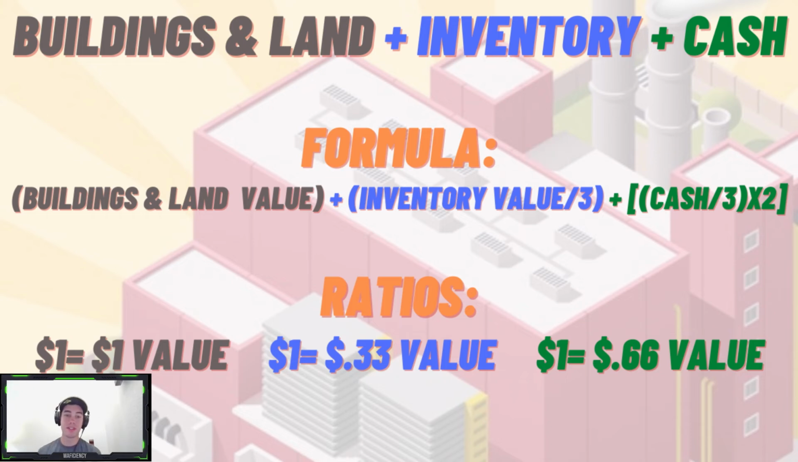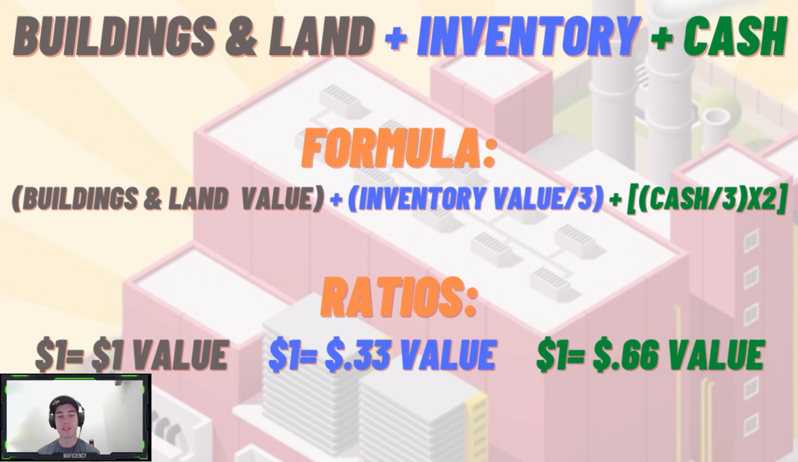Now, the final part of your company value is calculated based on how much cash you have. Cash is pretty simple. For every $1 in cash you get, your value goes up by $0.66 or 66 cents. So if you had $100 million in cash, you get $66.6 million towards your company value. The opposite is also true. If you spend $100 million in cash, then your value will go down by $66.6 million.